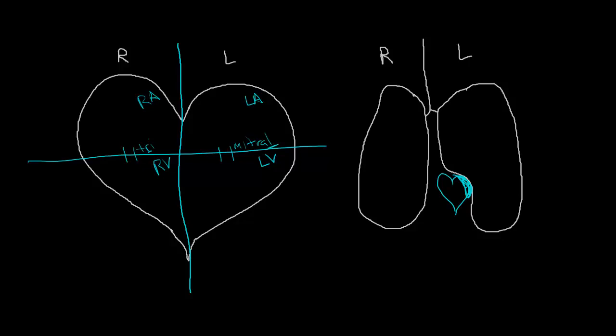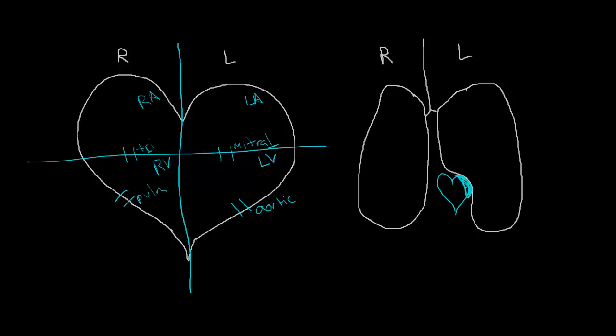Then we're going to put in two more valves. One is going to be from the right ventricle to the pulmonary arteries, and that's going to be the pulmonic valve. Pulm for short. And then from the left ventricle to the aorta, we've got the aortic valve. So those are easy to remember. So let's look at the circulation of blood.